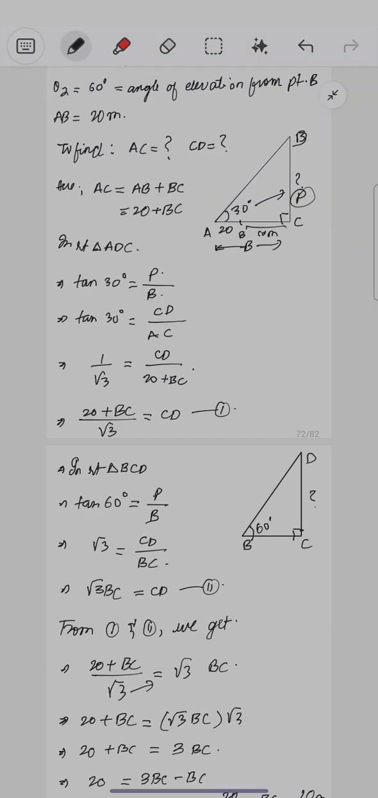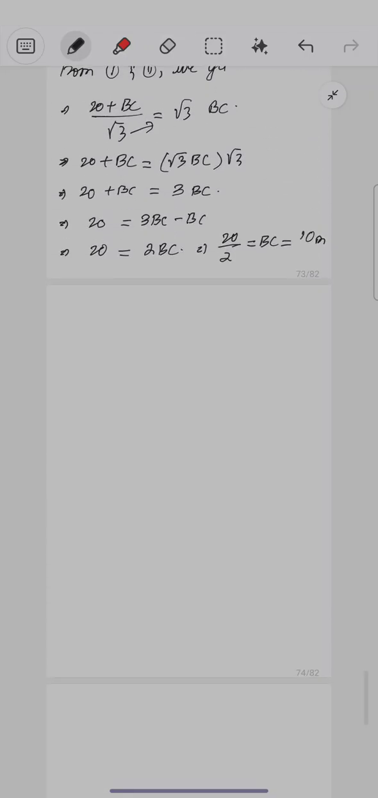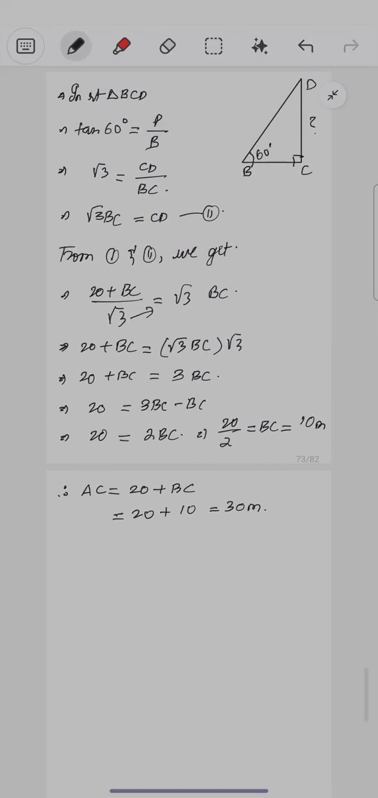So AC will be how many? Therefore AC is 20 plus BC. So 20 plus BC is 20 plus 10, which is 30 meter. Therefore, the distance of the tower from point A is 30 meters. Okay?